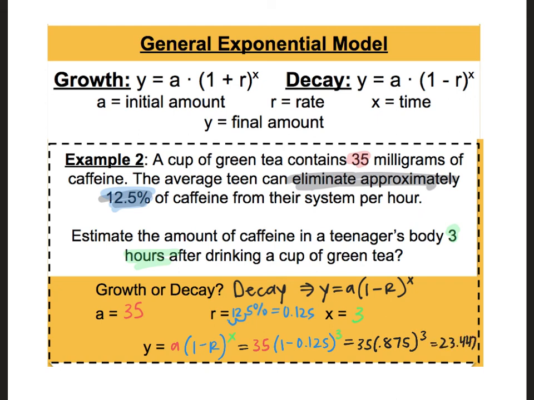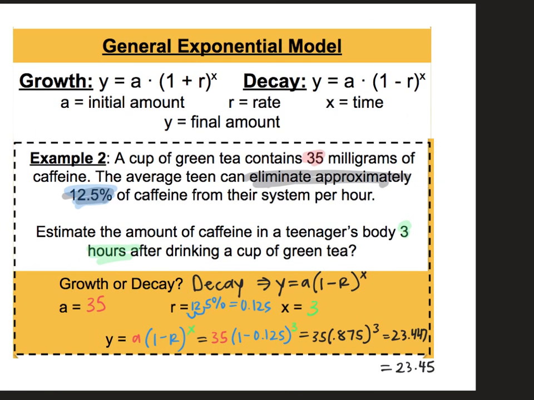I'm going to round to 2 decimal places again, just because that's what I want to do. So since it's 447, that 7 tells me I round up, so we're going to have 23.45. Again, this is the number of milligrams of caffeine, so maybe you want to write that. Milligrams, sorry, it's black, of caffeine. And that is your final answer.